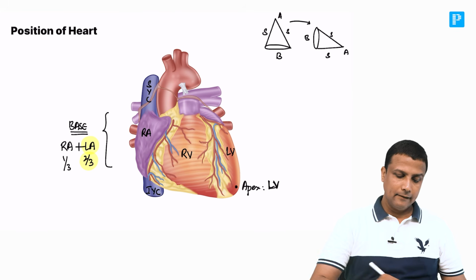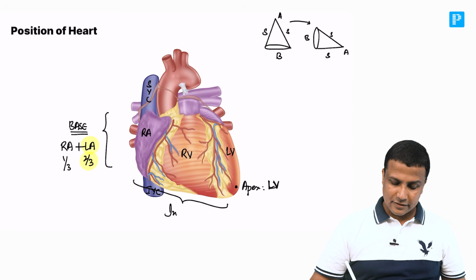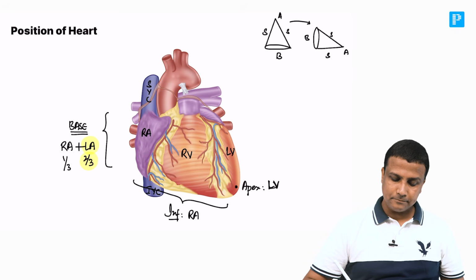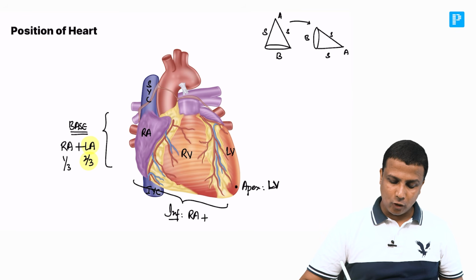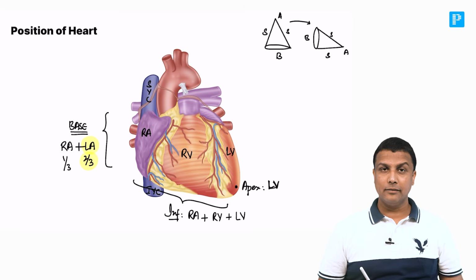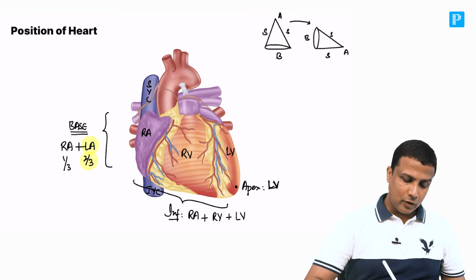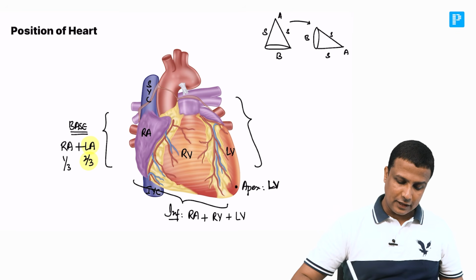So then what is going to form the inferior surface of the heart? The inferior surface of the heart is partly contributed by right atrium. Then you can clearly see it's partly contributed by right ventricle, as well as it is also partly contributed by the left ventricle. All the three of them are contributing to the inferior surface of the heart. So similarly, what about the lateral surface of the heart?